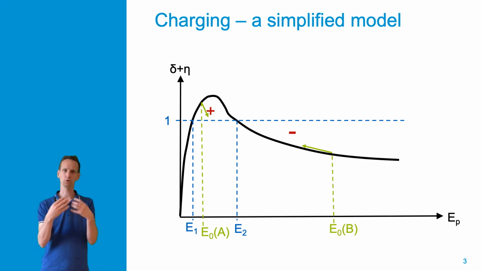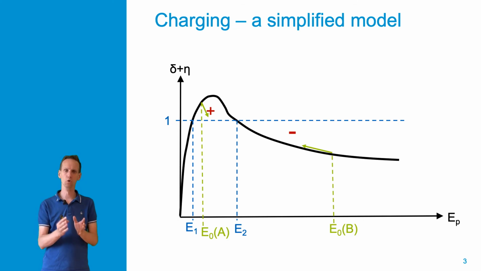Now, if the sample charges positively, this means that the incoming electron beam is accelerated, so the incoming primary landing energy shifts to slightly higher values. And also it means that the secondary electrons ejected from the sample are attracted back to the sample, so actually the secondary electron emission yield lowers a bit.